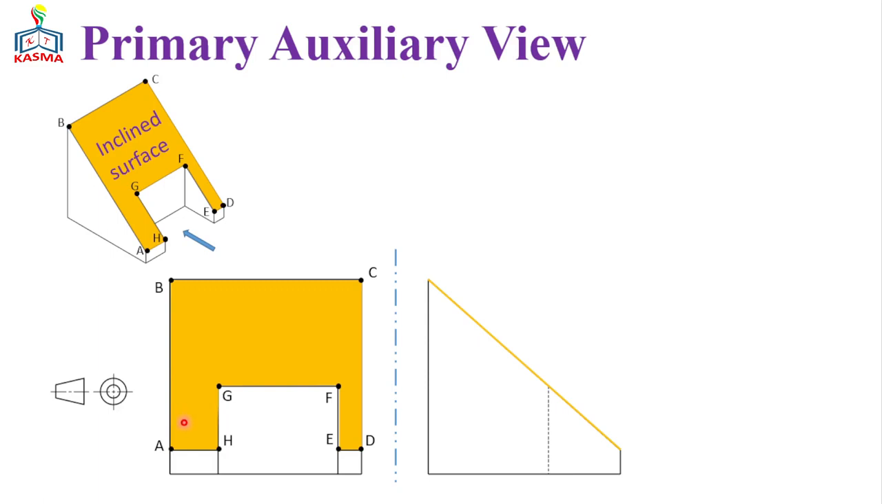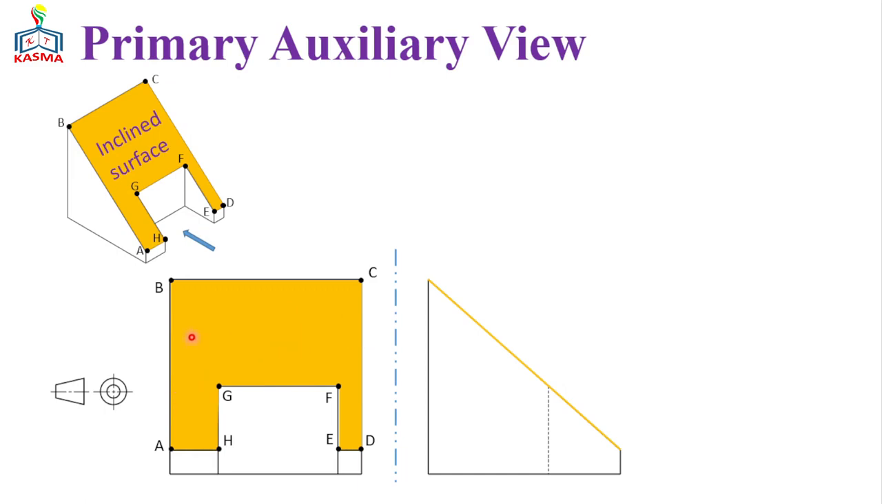These points will help us to transfer the dimensions of this surface into the exact surface. The view of this inclined surface from the front view can be sketched in this way, and it's a distorted surface. The exact shape of the surface is not projected here.